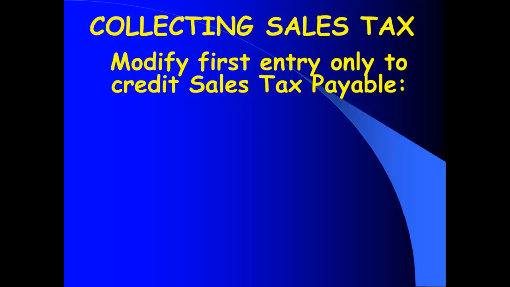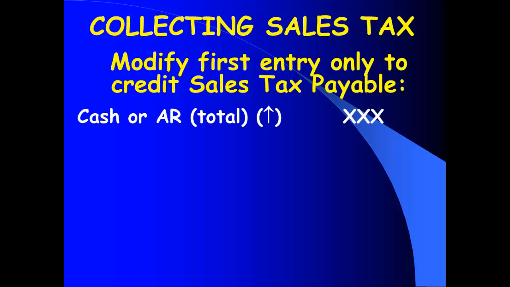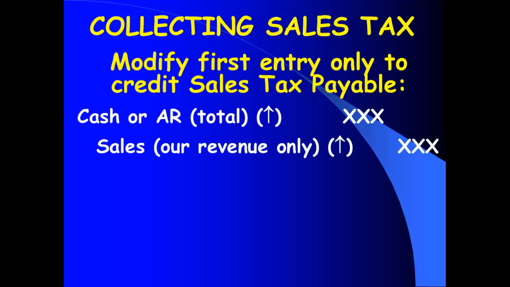So what does that sound like? I've got some money, it's not mine to keep, I owe it to somebody else. What kind of account does that sound like? Some sort of a payable. If we collect sales tax when we make the sale, we're going to change my first journal entry only. That second entry doesn't change, the first entry changes. Let's suppose it was 107. I'm going to debit cash or accounts receivable for 107. I'm going to credit sales for my revenue portion only of $100. The other $7 credit goes to sales tax payable.